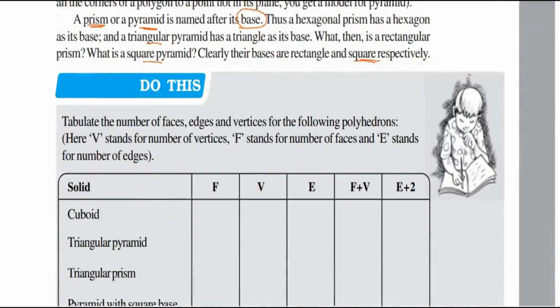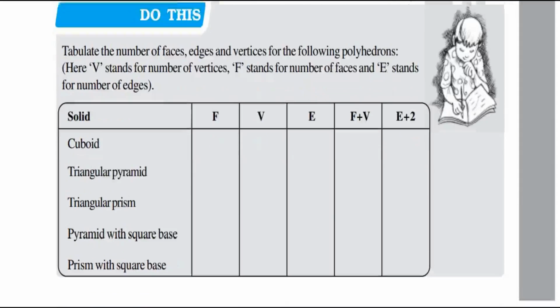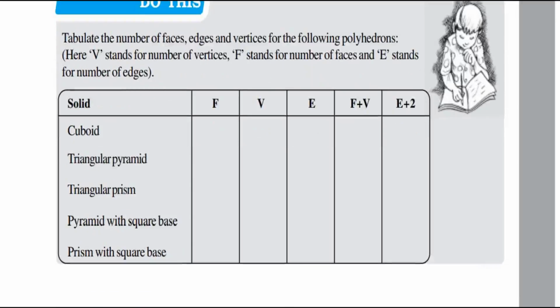So now we are going to see different figures: a cuboid, a pyramid, a triangular prism, a pyramid with square base, and a prism with square base. And we are going to find out the faces, vertices, the edges, faces plus vertices, and edges plus 2. Right? This formula we are going to make.